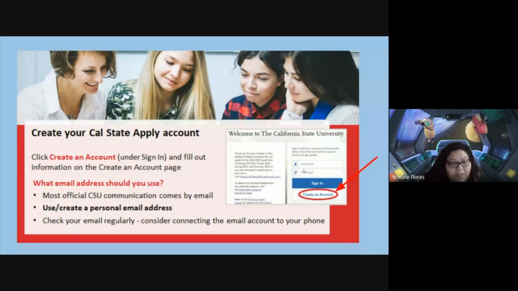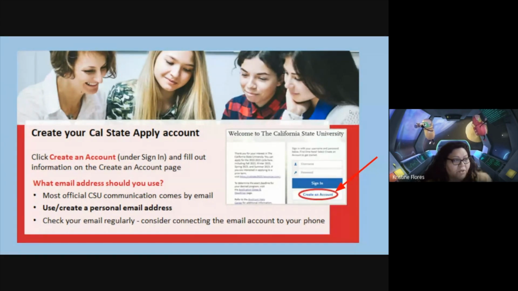So you should not use your school email. That's very important. Please do not use your Salinas UHSD email. Please make sure that you use a personal email, because the communication from the CSUs is mostly through email. Create your personal email address if you don't have one, and check your email regularly. Then create your account.